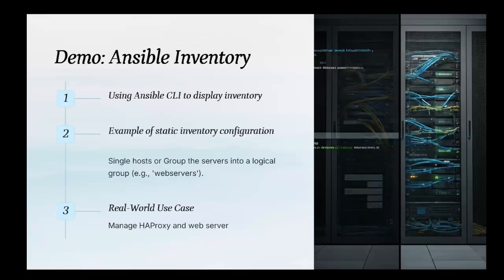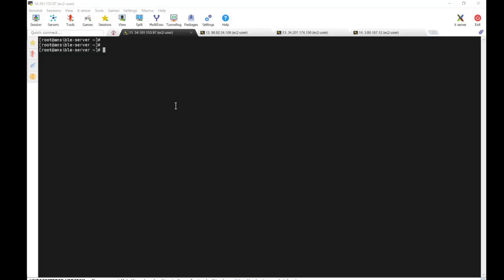Now it's time for the fun part, the demo. In this segment, we will walk you through how to use Ansible CLI to display and manage your inventory. We will start by configuring a static inventory file for our EC2 instances. I will show you how to run commands across multiple hosts in just one go. So let's switch to our VM.